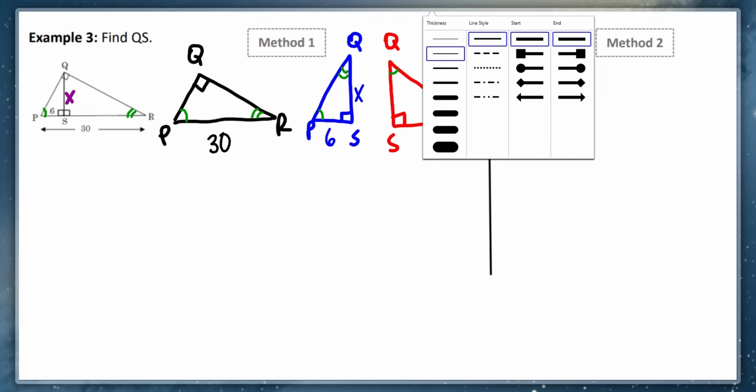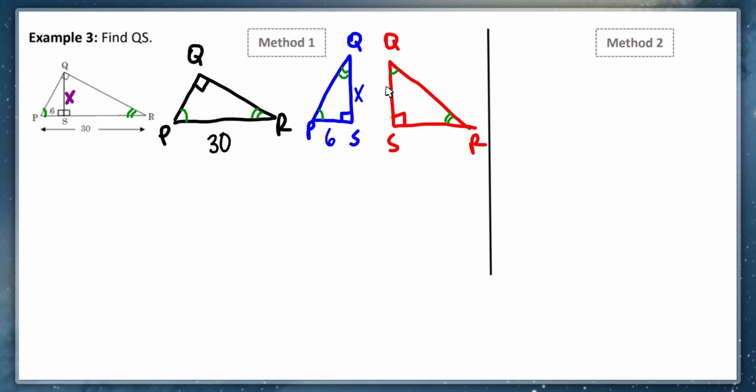In the red triangle, very similarly here, QS is, we said, X. And then SR, they don't directly tell us what that is in the picture, but I can find out what SR is. If we do 30 minus 6, then that gives us 24. So I know this missing piece here is 24. And then we don't know QR, that's all we know. Okay. So once you've got all your triangles separated, your angles labeled, and all of your sides labeled, then we can go ahead and start to color code and set up our corresponding sides.